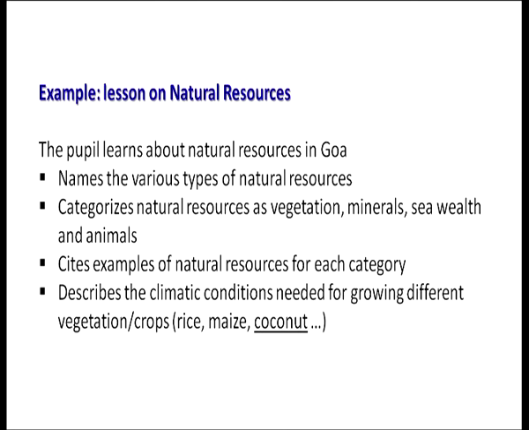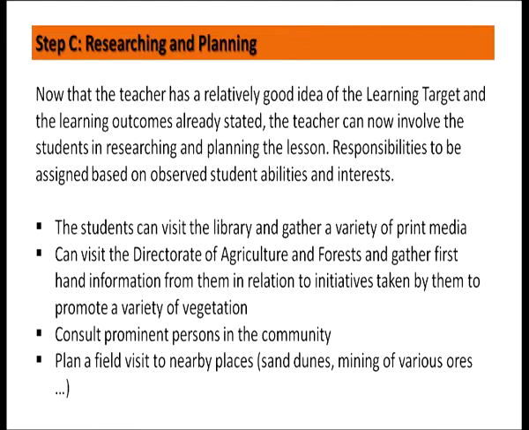The pupil would cite examples of natural resources for each of the above mentioned categories. The child would also describe the climatic conditions needed for growing different vegetation or crops, for example, rice, maize, coconut, and so on and so forth.